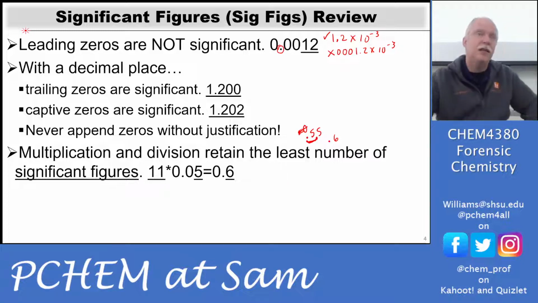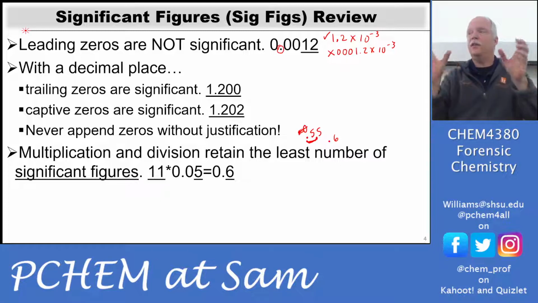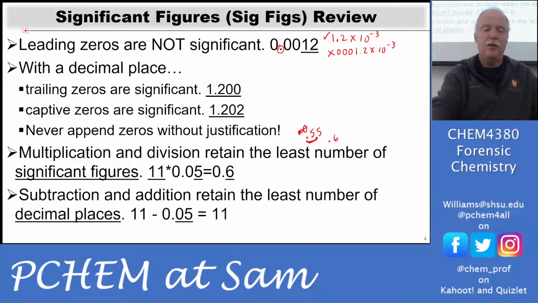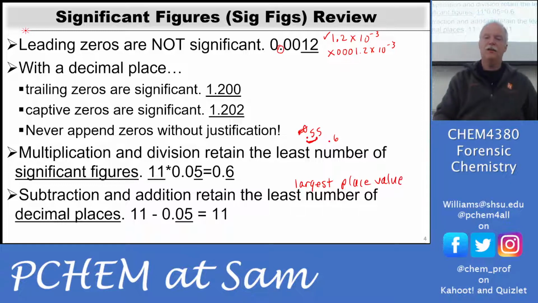So in terms of multiplication and division, we calculate the significant figures, and we use the smallest number of those in determining where our uncertainty is. But in subtraction and addition, we retain the least number of decimal places, or I like to say the largest place value. My kids are kind of in your generation, and as they were going through school, I started seeing that that's what their teachers were calling this, was place value.